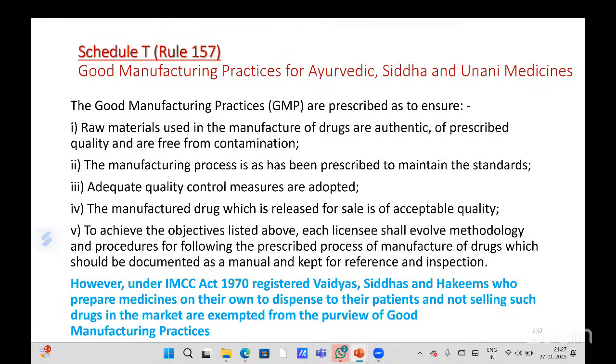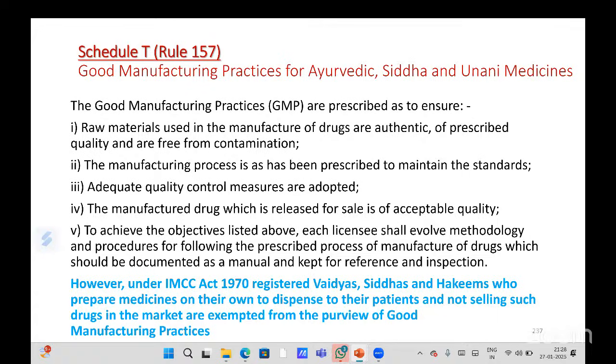Second, the manufacturing process is prescribed to maintain standards. Third point, adequate quality control measures are adopted. Fourth point, the manufactured drug which is released for sale is of acceptable quality. And fifth point, to achieve the objectives listed above, each licensee shall evolve methodology and procedure for following the prescribed processes of manufacturing drugs, which should be documented as a manual and kept for reference for inspection. This is for pharmacy one.